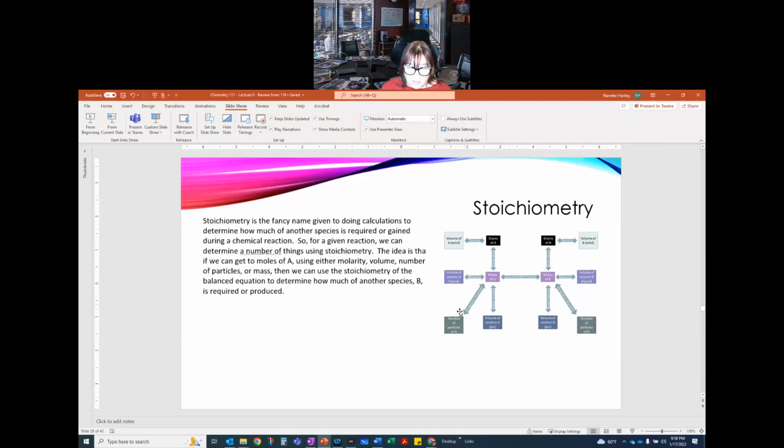We can get to the number of particles by using Avogadro's number. I can get to the molarity by dividing by the volume of that solution. And of course, if I have grams of A and I want to know what the volume of A is, if I know the density, I can get there.